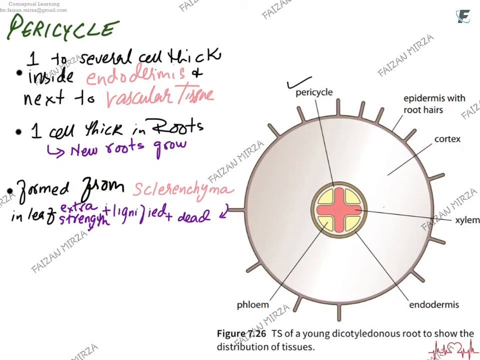Even the sclerenchyma in the leaf, they are formed from the same part. We'll discuss sclerenchyma shortly with xylem. So you can see the epidermis, and this is the cortex, and this is the endodermis, and the xylem and the phloem. And this light shaded part here, under the endodermis and just before the vascular bundle, the xylem and the phloem, this is the pericycle.